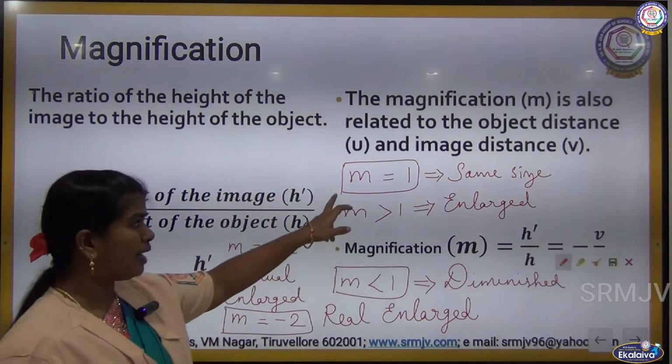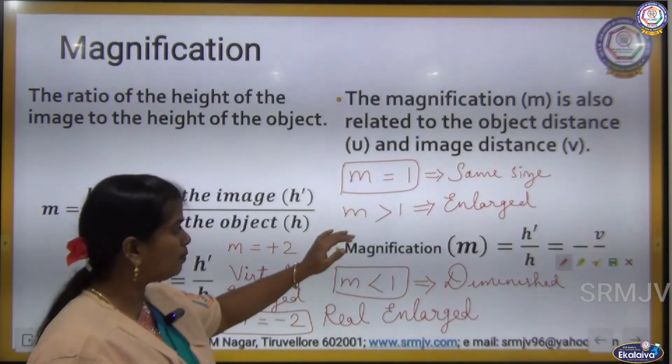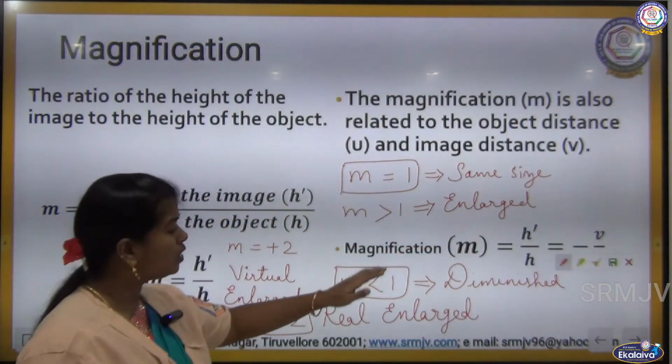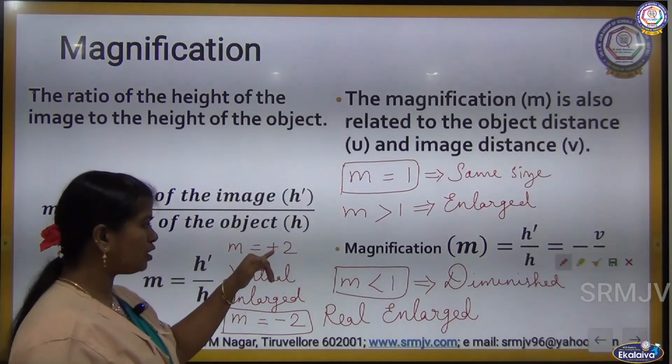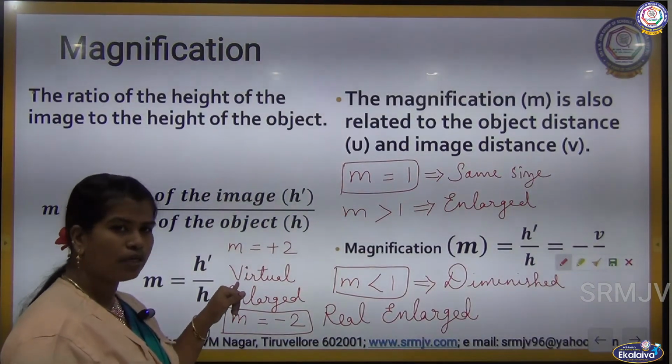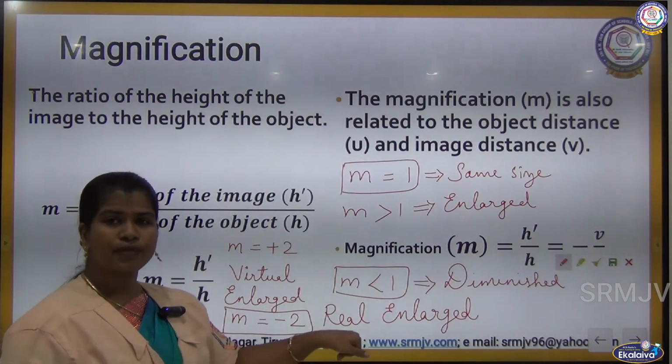So if magnification is equal to 1, it is the same size. If more than 1, it is the enlarged image. If it is less than 1, it is the diminished image. If the magnification is in positive sign, it is a virtual image. If the magnification is in negative sign, it is a real image.